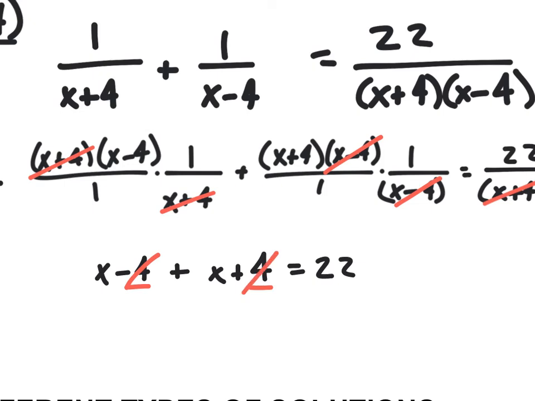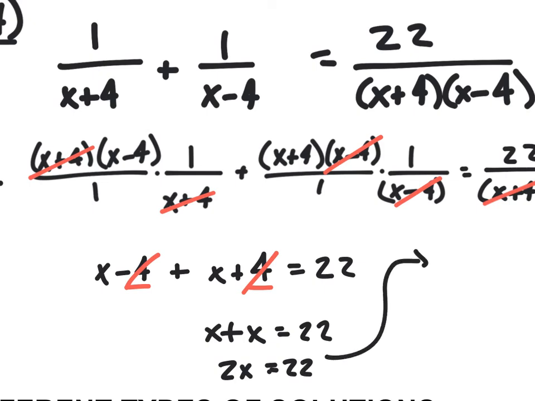Now here's what we're left with. We're left with x plus x is equal to 22. So this is going to give me 2x is equal to 22. Let me move this up here. So 2x is equal to 22. Divide by 2, x is going to equal 11.